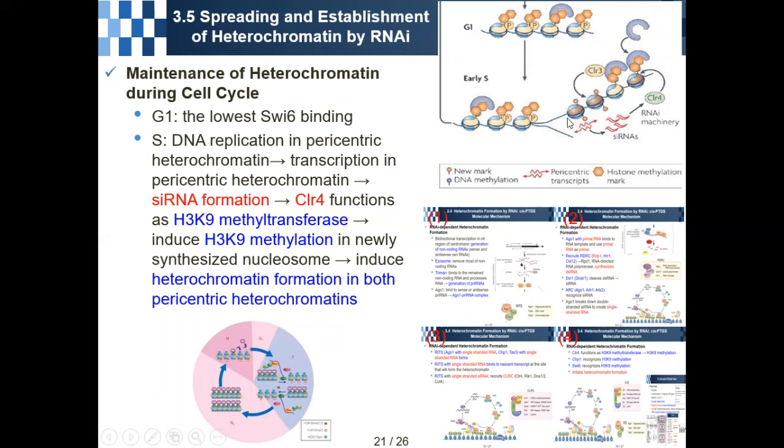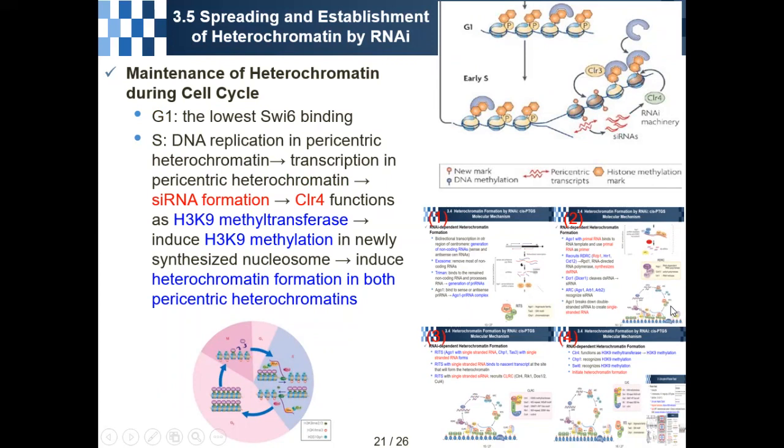So DNA replication happens, and at the same time transcription happens. So finally, they will make the siRNA formation. They will make siRNA. After that, Dicer will act. So finally, they will make the RITS complex. So it's like this. And after that, they will recruit the CLRC complex.